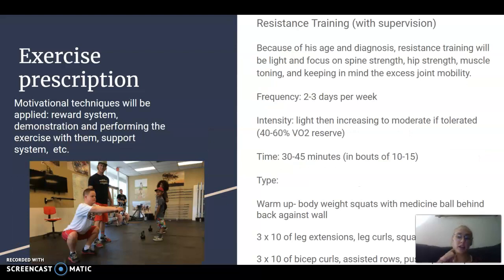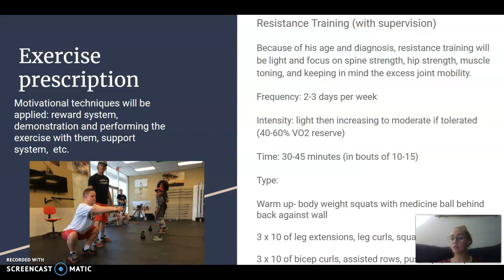And then for the resistance training with supervision, we'll start out light and focus on spine and hip strength, muscle toning, and keeping in mind his excess joint mobility. It'll be 2 to 3 days per week with intensity starting light at around 40 to 50% VO2 reserve and increasing to moderate as tolerated. 30 to 45 minutes per day in bouts of 10 to 15 minutes. An example of a warm-up would be body weight squats with a medicine ball behind your back against the wall. For lower body, 3 to 4 sets of 10 reps.